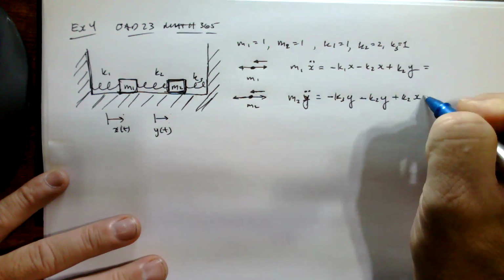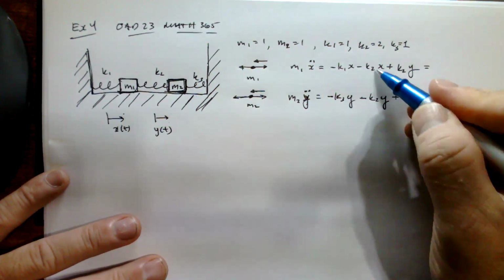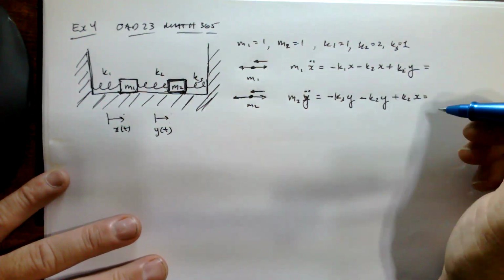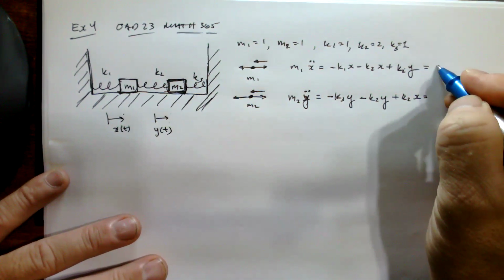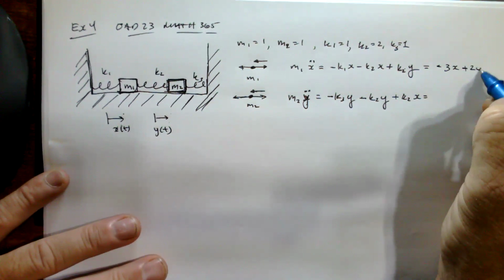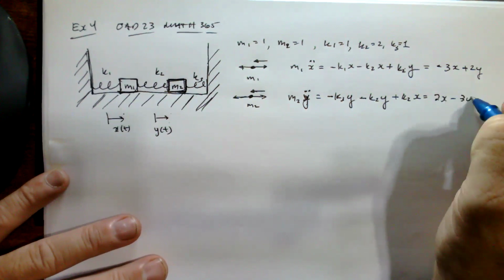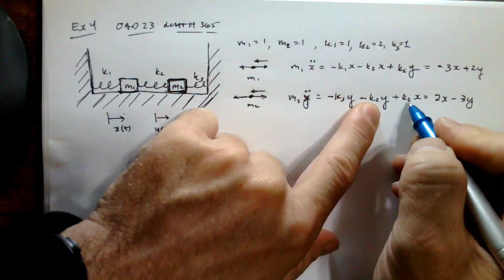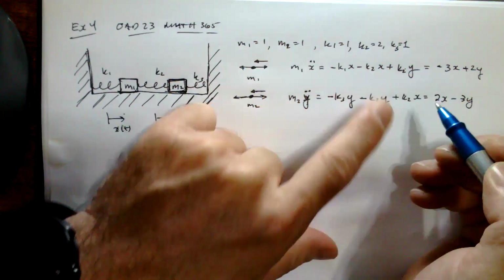Now we can plug in the information that we're given and recognize that you have a common spring factor of K2 here and here. So we can write this simply as minus 3x plus 2y, and this one becomes 2x minus 3y. The combining comes from the fact that there are two K2s here and two K2s there.